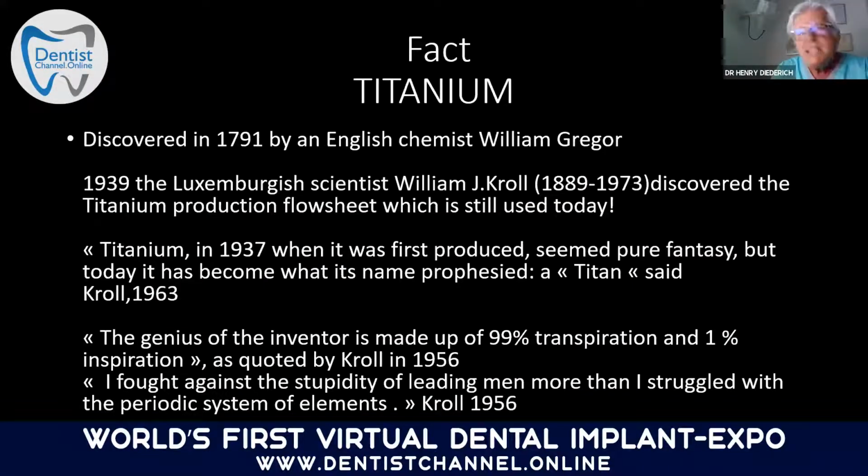Now, let's just speak about titanium. Titanium was discovered in 1791 by an English chemist, William Gregor, and in 1939, it was a Luxembourgish scientist, William Kroll, and I'm very proud about this, who discovered the titanium production flow sheet, which is still used today. Titanium in 1937, when it was first produced, seemed pure fantasy. But today it has become what its name prophesied, a titan, said Kroll in 1963.